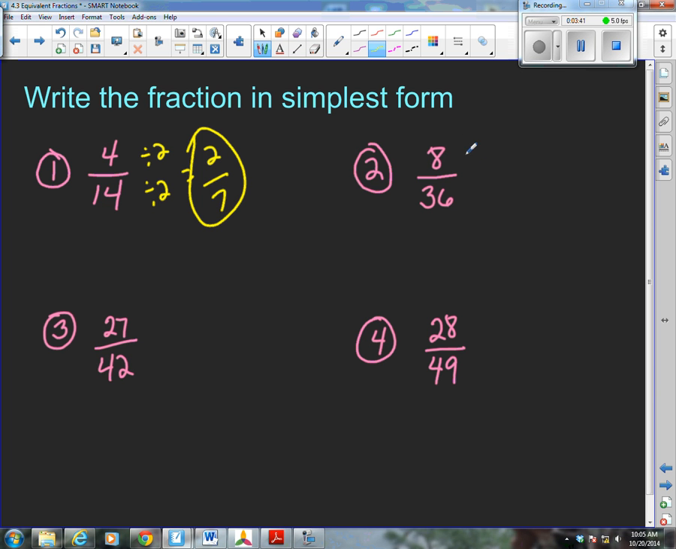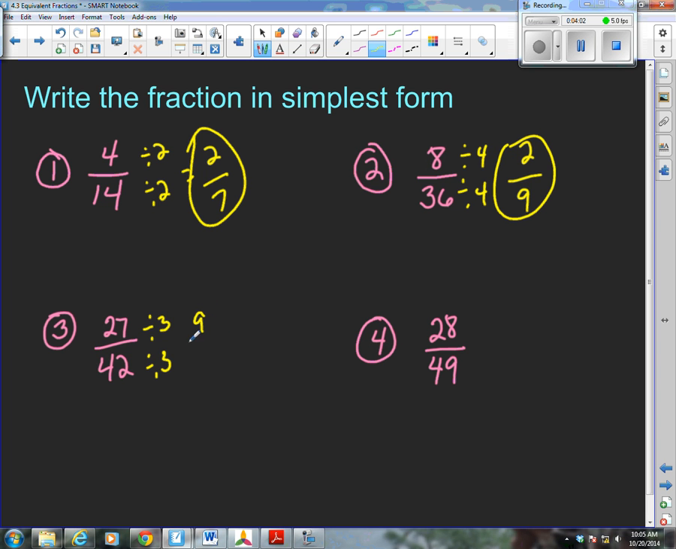Here, what number goes into both 8 and 36? Well, I think that's 4. So if we divide the top and the bottom by 4, we get 2 over 9. So 2 ninths. This is our answer here. Here, what goes into 27 and 42? Well, I know 3 does.